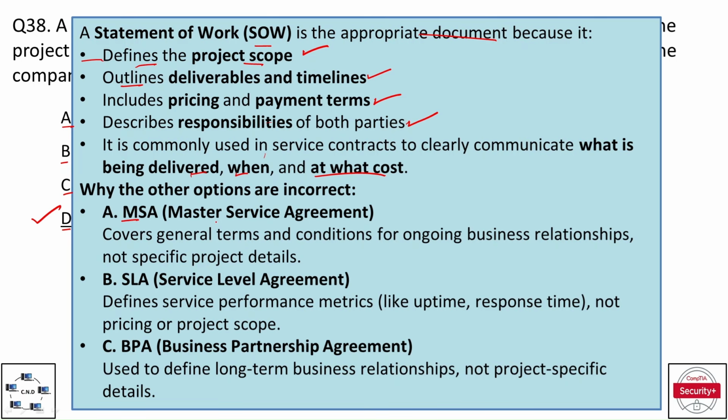Option A, MSA, that is Master Service Agreement, covers general terms and conditions for ongoing business relationships, not specific project details. Option B, SLA, that is Service Level Agreement, defines service performance metrics like uptime and response time, not pricing or project scope. And option C, BPA, that is Business Partner Agreement, is used to define long-term business relationships, not project-specific details.